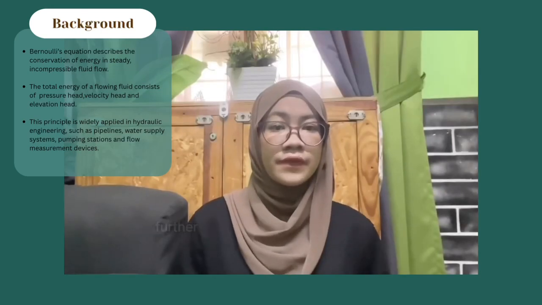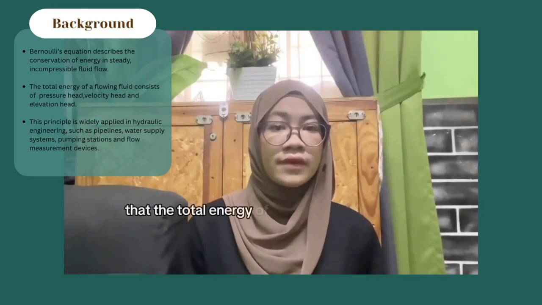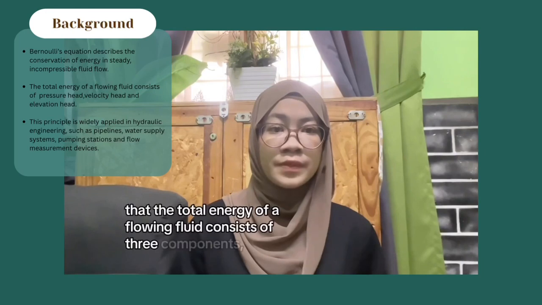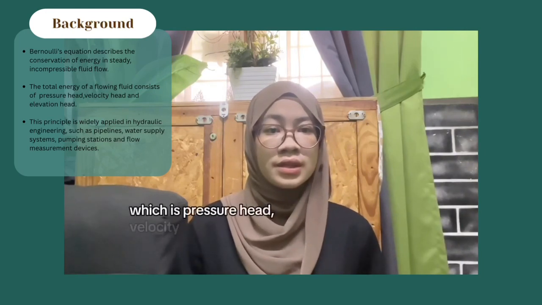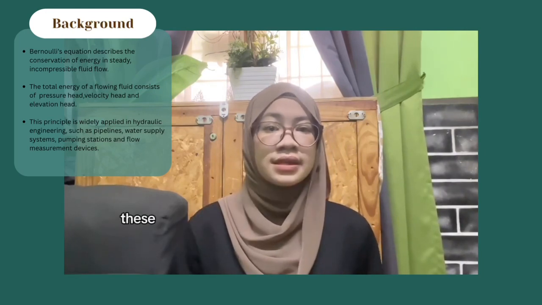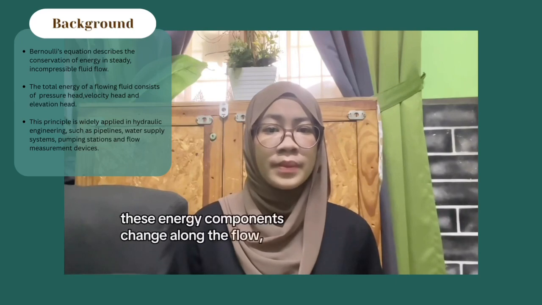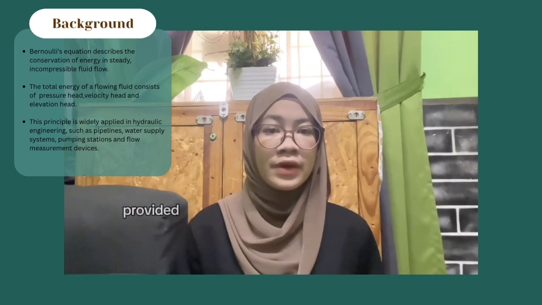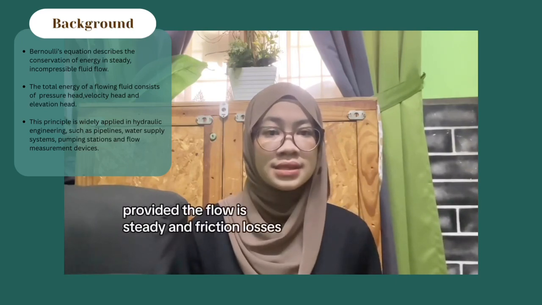Engineering LibreTexts further explains that the total energy of a flowing fluid consists of three components, which are pressure head, velocity head, and elevation head. These energy components change along the flow, but the total remains constant provided the flow is steady and friction losses are negligible.